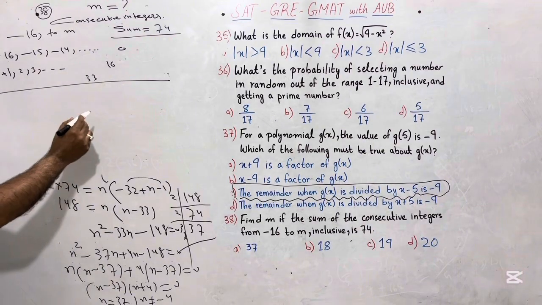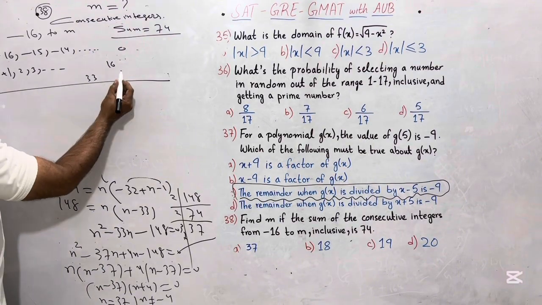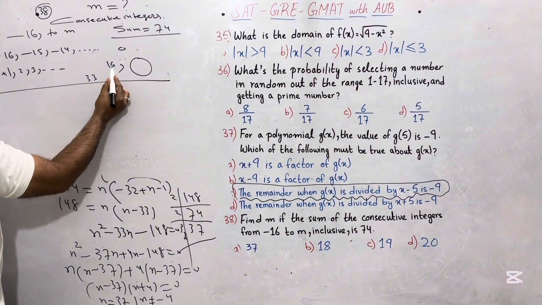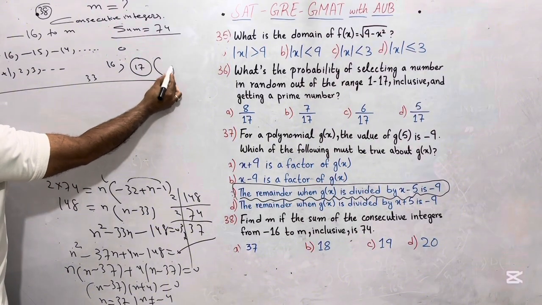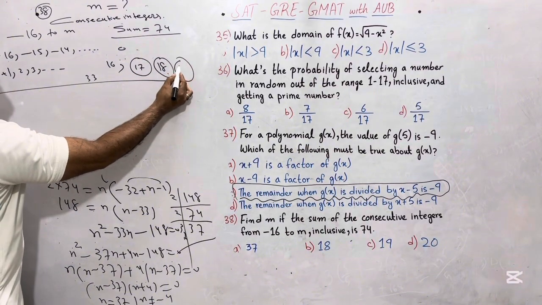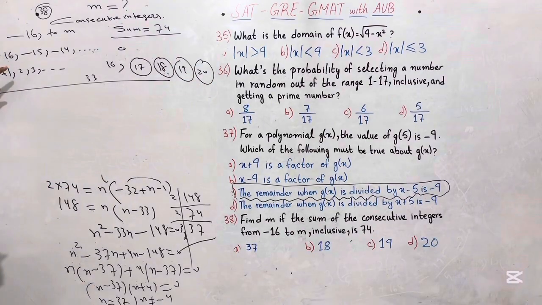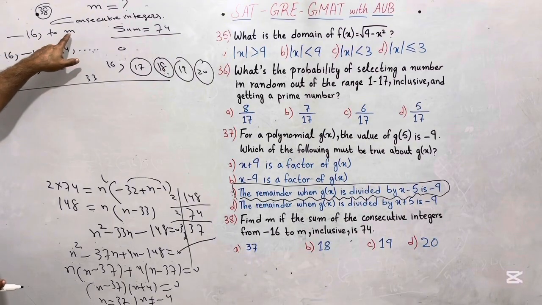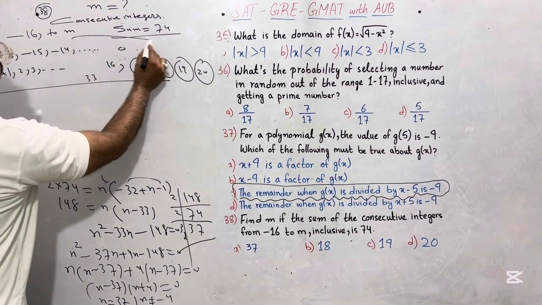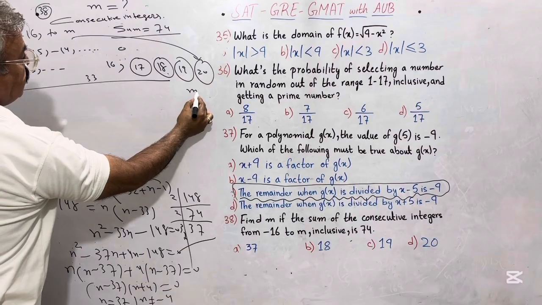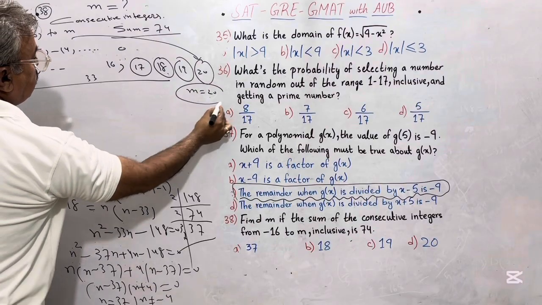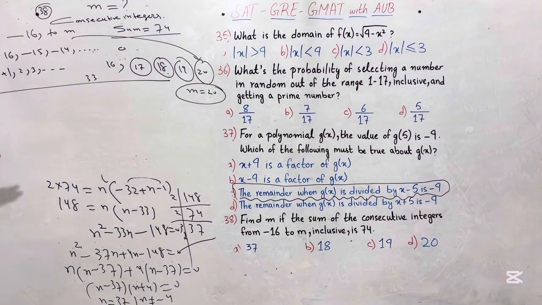How many terms are there? 37. Still we have to add 4 terms more. That is 17, 18, 19, 20. So we have to run this sequence from minus 16 to m. Minus 16 to m means the value of m is going to be 20.